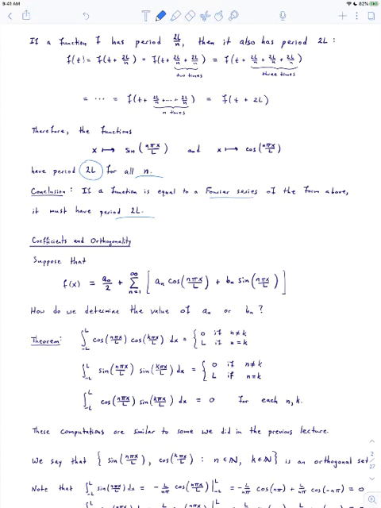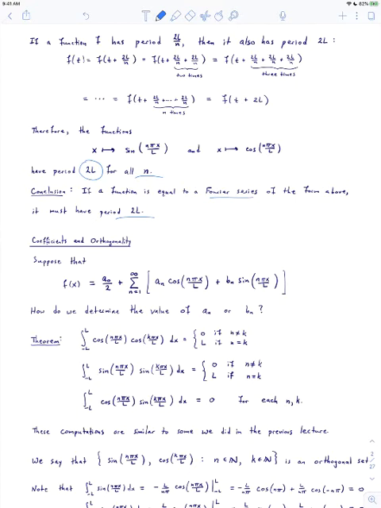So what do we mean by that? Suppose that L is some fixed positive number. Then if you integrate from minus L to L of cosine n pi x over L times cosine of k pi x over L with respect to x, then you'll either get 0 if n is not equal to k, or if n is actually equal to k, you get L.